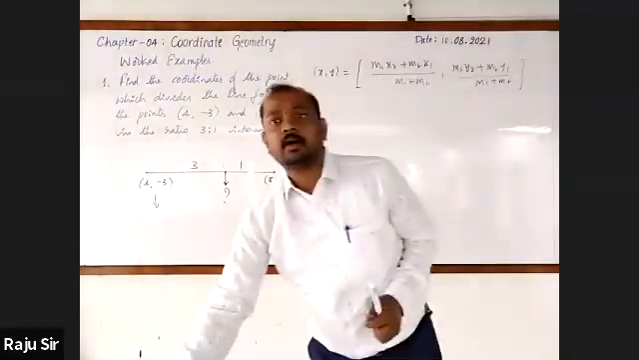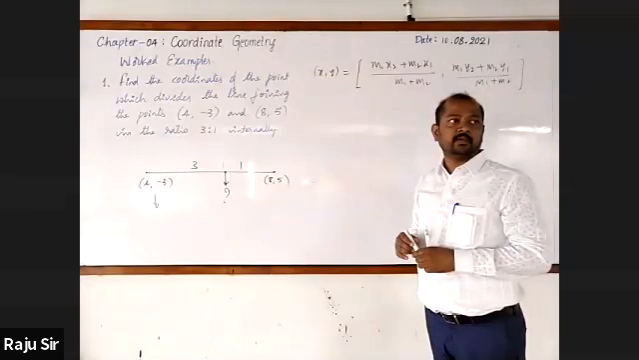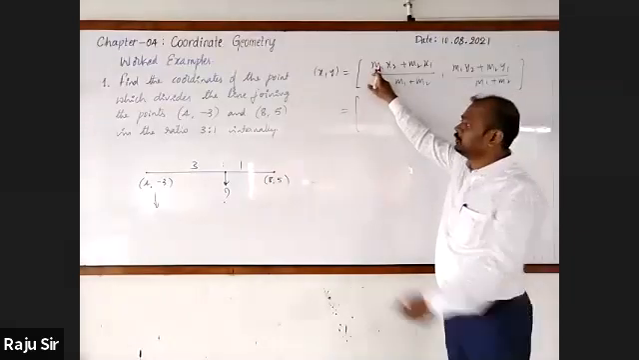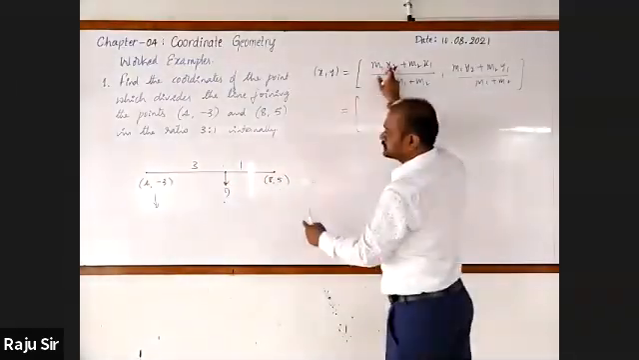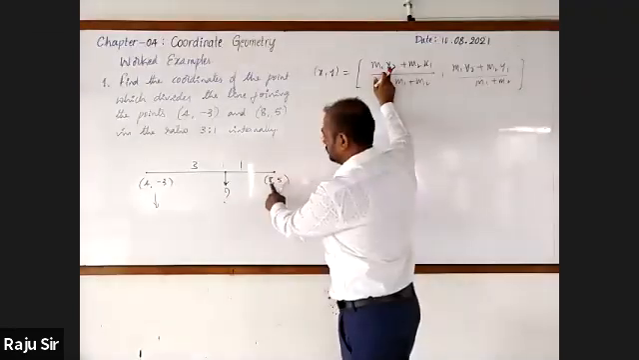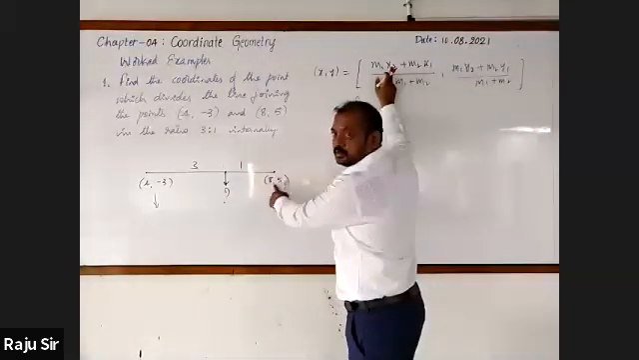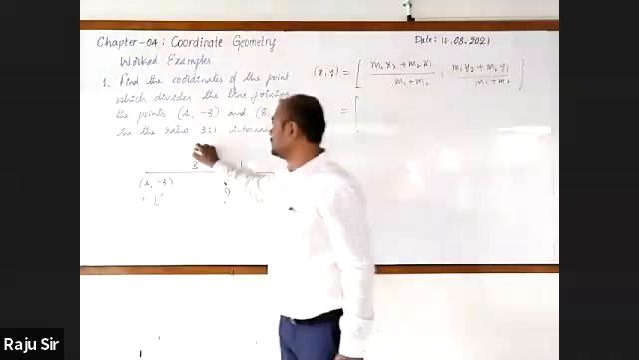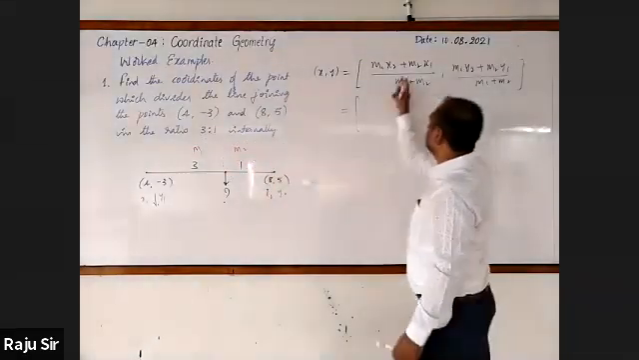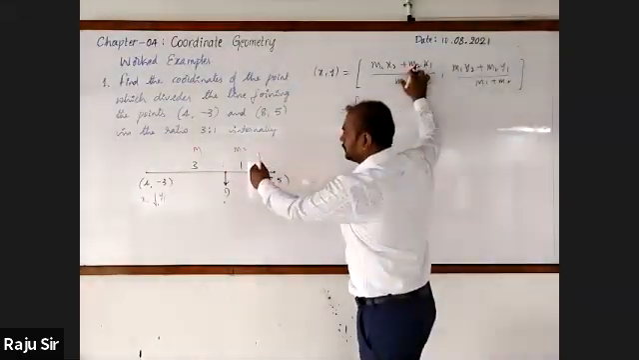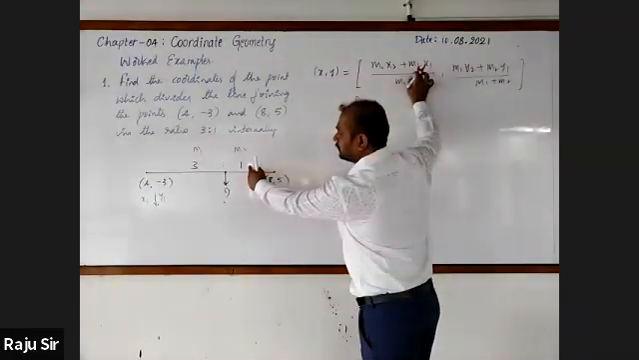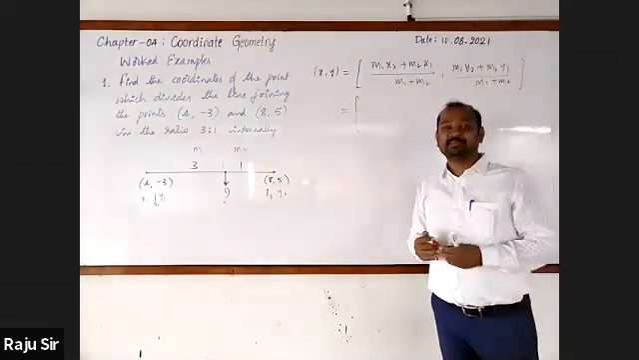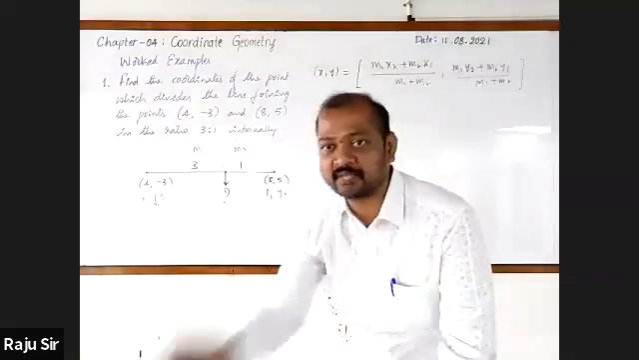Let me tell you how to substitute in the simplest way. First, will you go for taking like this? This is x1 y1, this is x2 y2, this is m1 m2. If you search like this, it consumes your time. Okay, the best way of substitution, I'll tell you that.